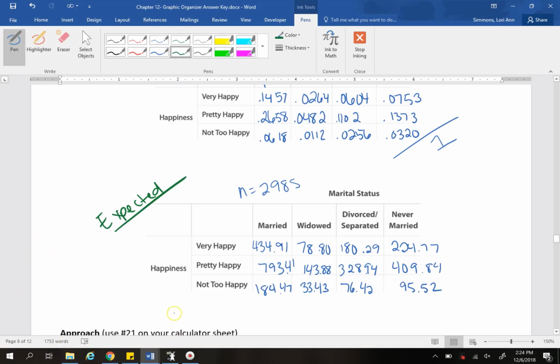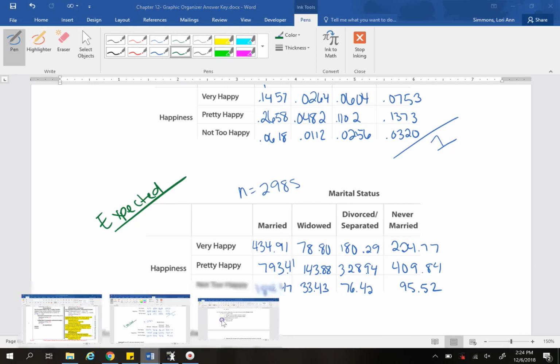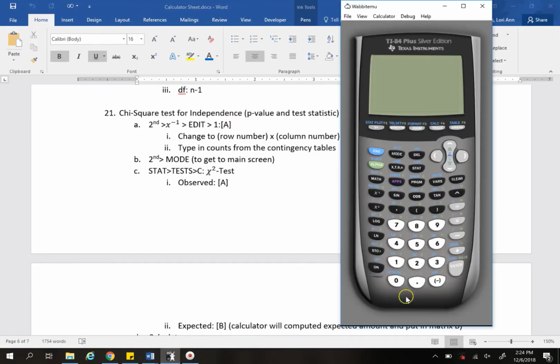All right, and then let's verify on our calculator. So we're going to use step 21 on our calculator sheet. Go to second, matrix, edit, A. We have 3 rows and 4 columns. Now, type in the counts from the contingency table. So the counts were what was provided to us.